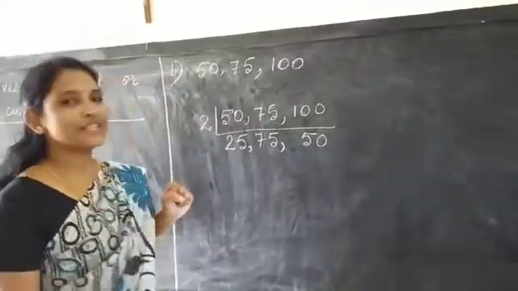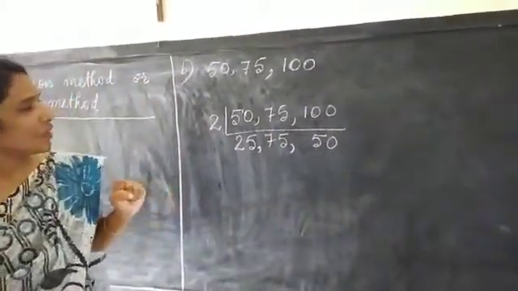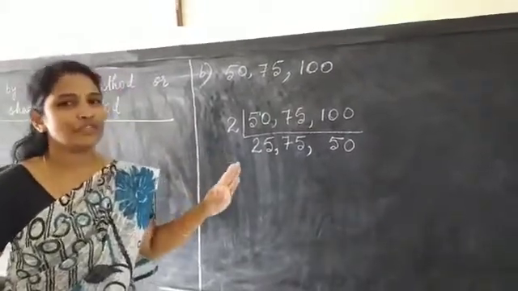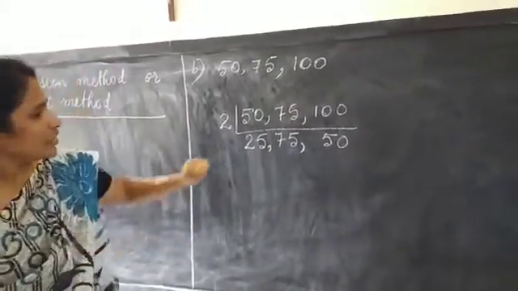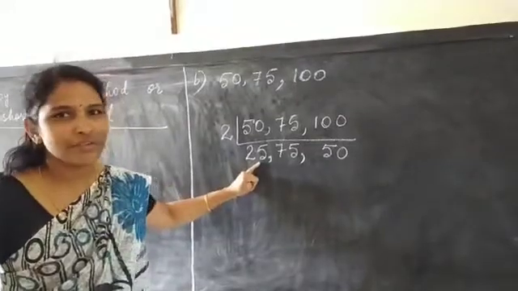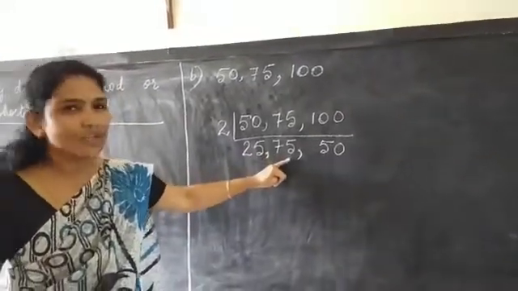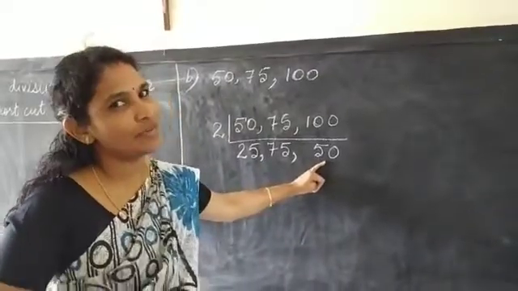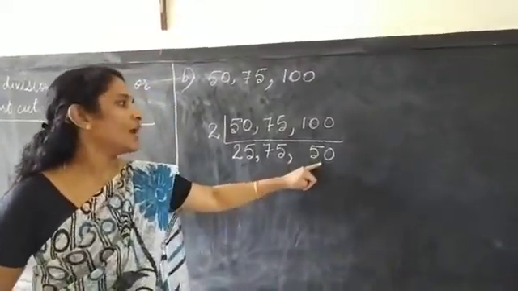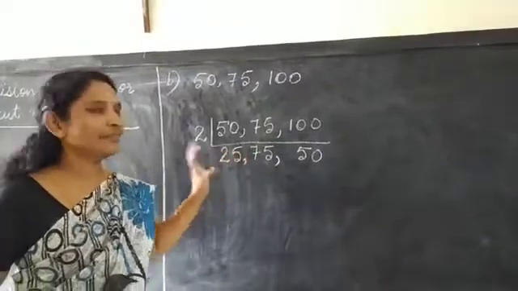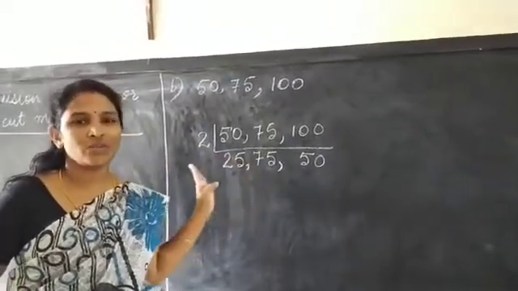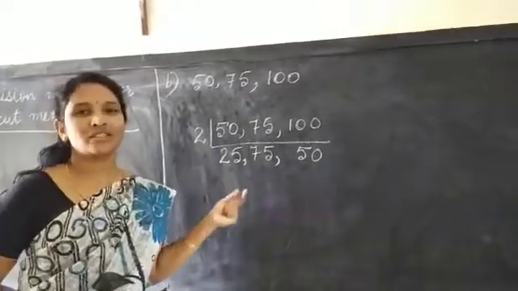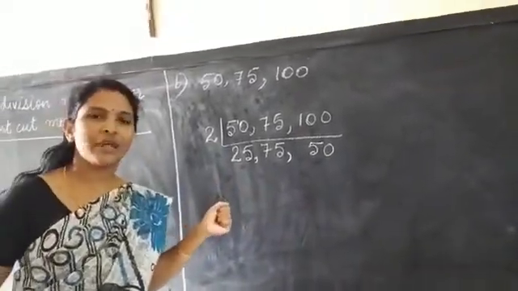Now what we have to see is whether 2 is a common factor for any of the two numbers. You can see 25 is not divisible by 2, 75 is not divisible by 2, only 50 is divisible by 2. Only one number is the multiple of 2. So we cannot continue the process by 2. Then we have to see the next prime number. Which is the next prime number?